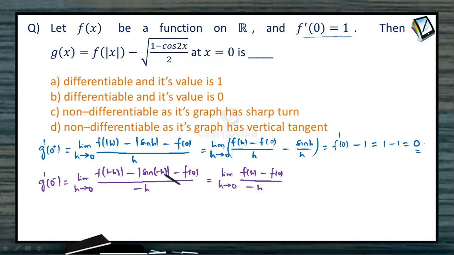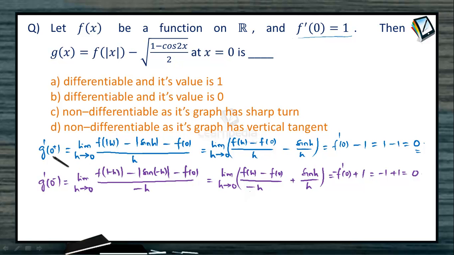Now sin of minus h is minus sin h within the modulus. So this is plus sin h by h. Now if you look at the first part, as h tends to 0, f of h minus f of 0 by h will be the derivative of the function at 0. That means it is f dash 0 with a minus sign because there is a denominator minus h, plus sin h by h, as h tends to 0, is a standard limit, 1. So this is minus 1 plus 1. This is also 0. Now what did we observe?